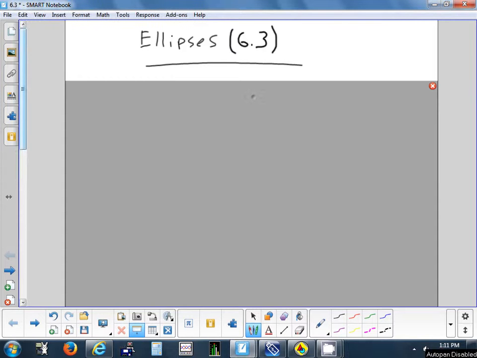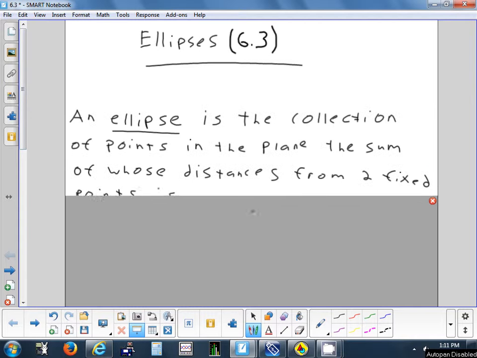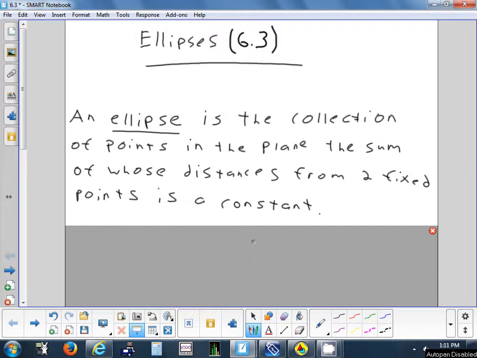All right, so we're going to take a look at our second conic section, which is an ellipse. And we'll start out with the definition, and I'll show you a picture of it. So an ellipse, it's a set or a collection of points in the plane, meaning this is flat. It's not a 3D shape, such that the sum of the distances from two fixed points is always a constant.